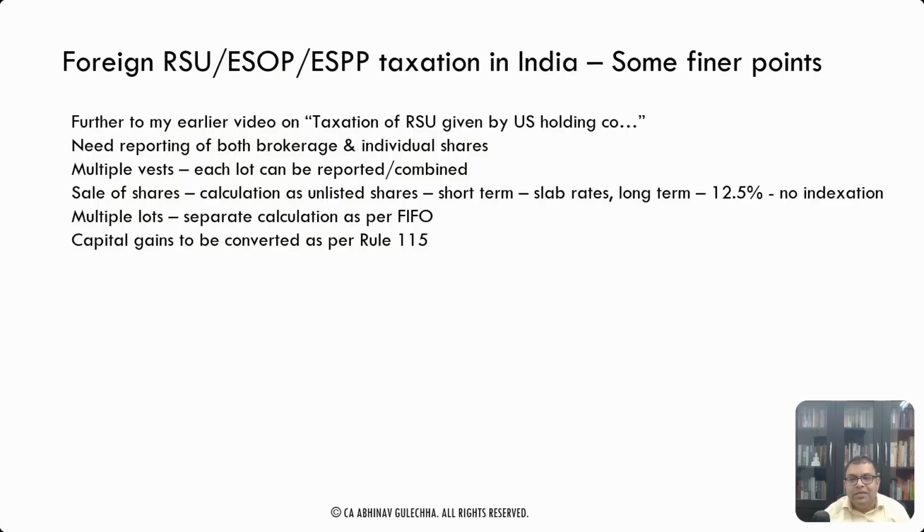RSU. So the question is that for RSU, it is the vest date that you need to see, right? The FMV, fair market value, on the vest date is the cost of acquisition. But in case of ESOP, since there is only the exercise of the ESOP, it becomes your share. So you need to see the FMV on the exercise date, right? So the exercise date is relevant in case of ESOP, right? So you need to keep in mind the difference.